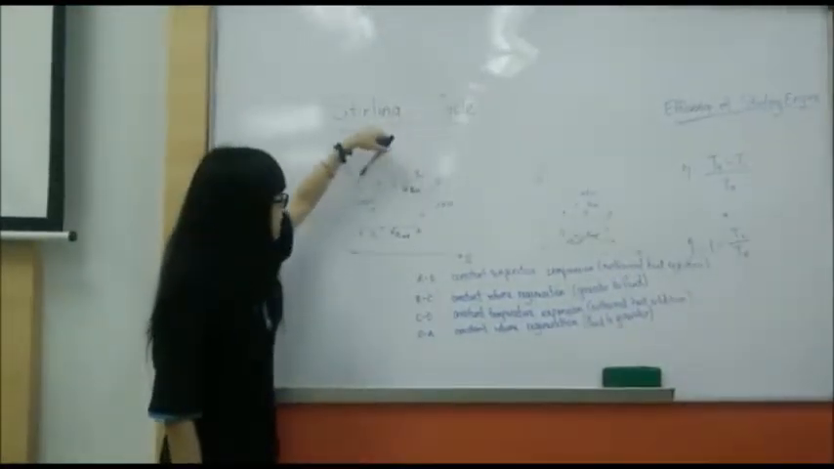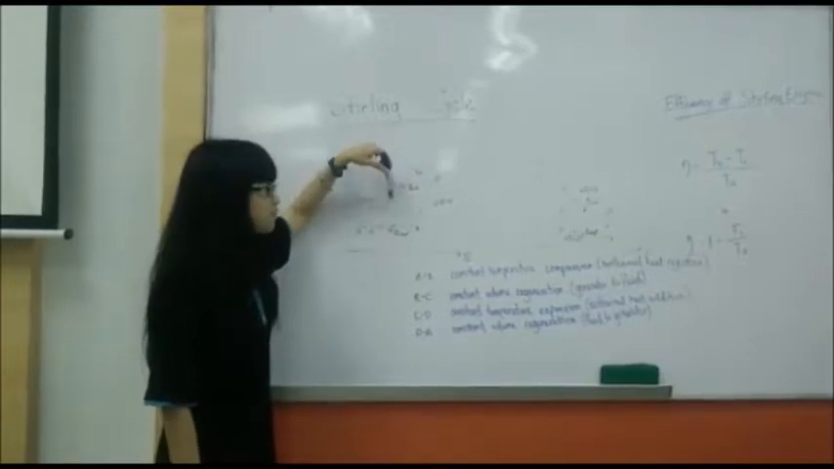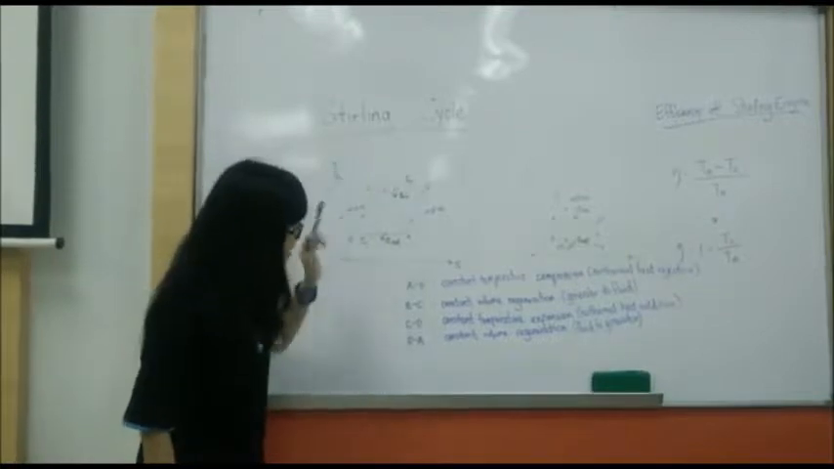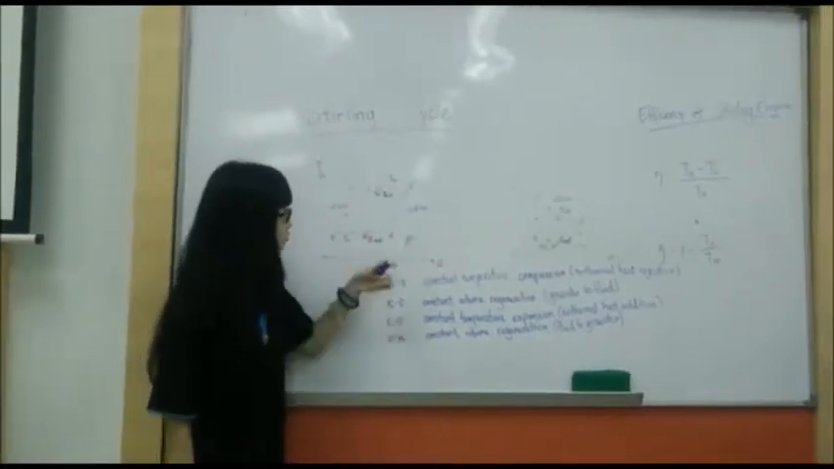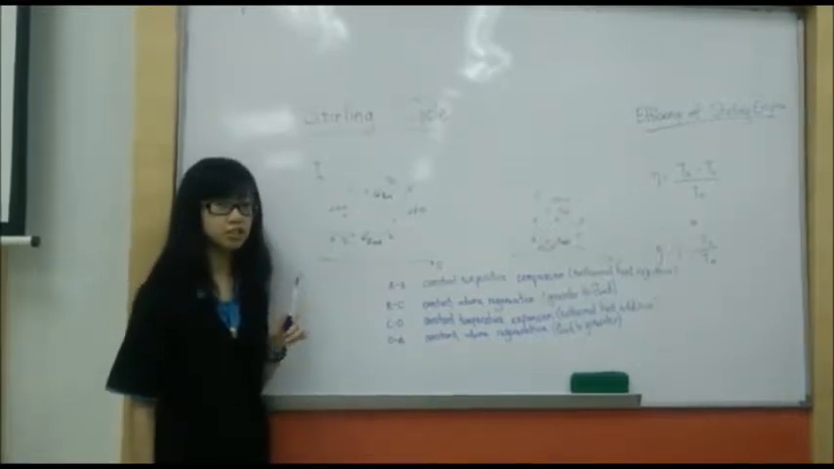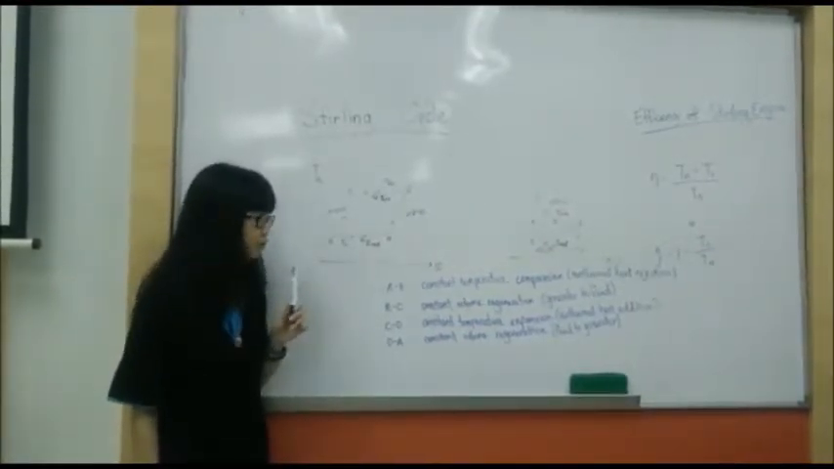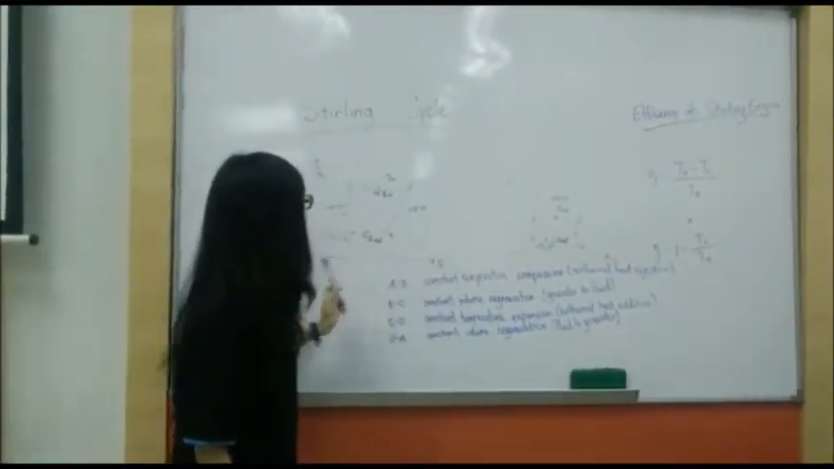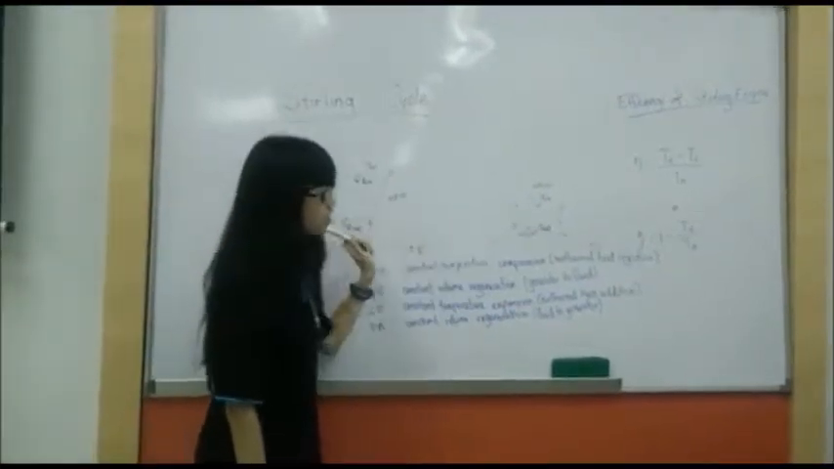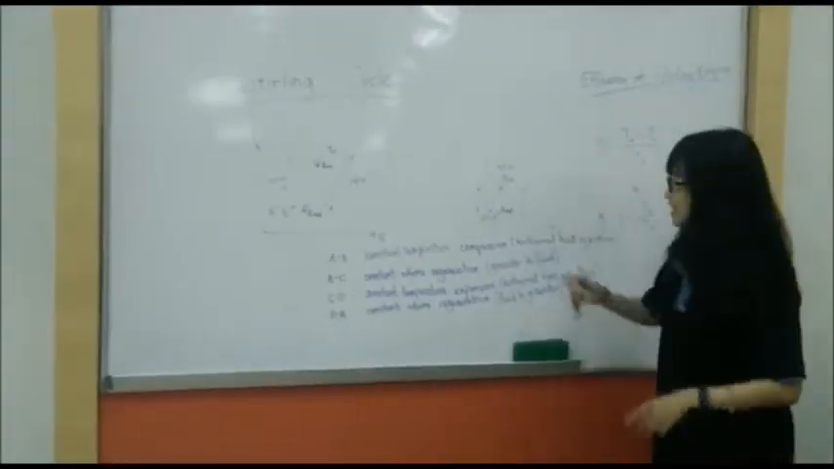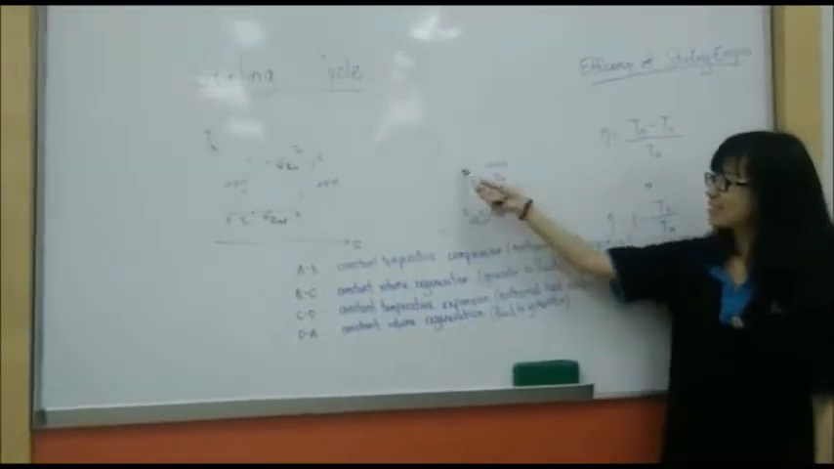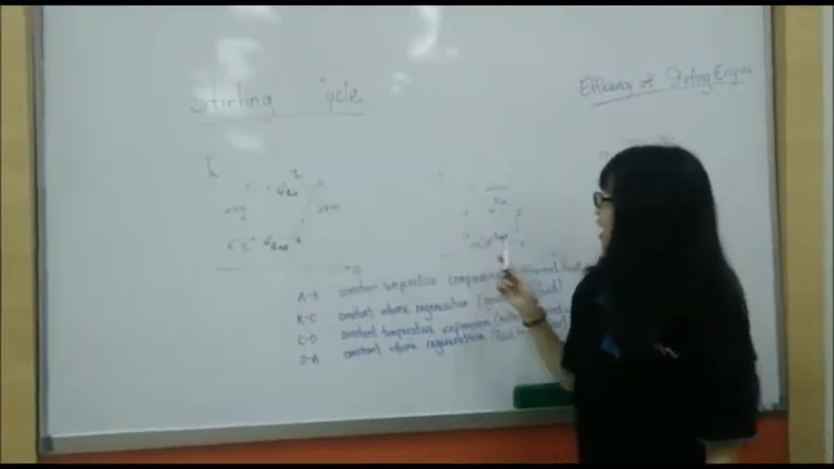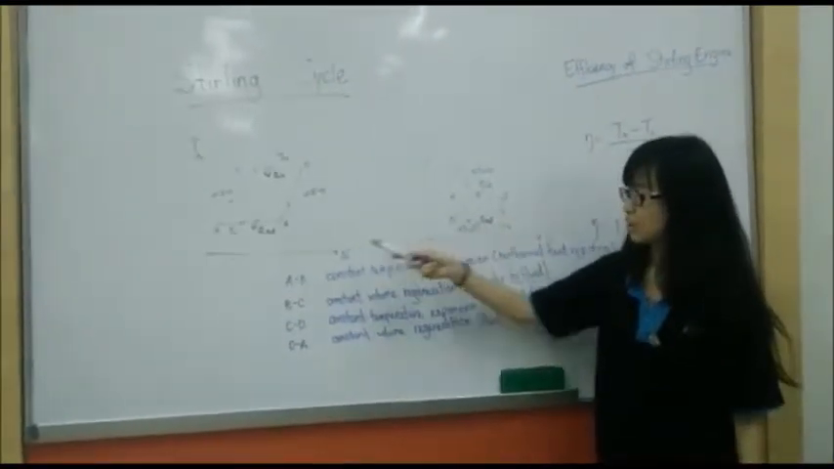C to D is the part where the hot workspace achieves the highest temperature. This is the constant temperature expansion. Then from D to A is another constant volume regeneration, but here the heat is transferred from the working fluid to the regenerator instead. The comparison between the TS diagram and the PV diagram is actually the same, just that the shape is different. C to D, the temperature is unchanged. Here is the high temperature, and A to B is the low temperature.